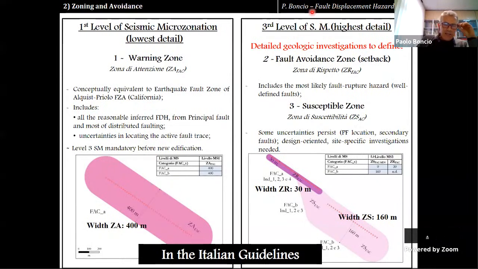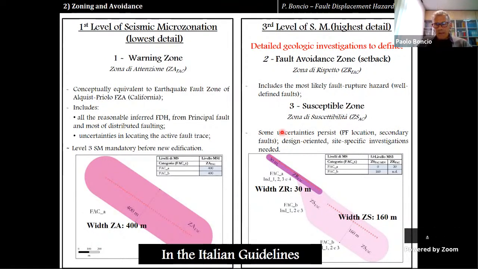In the third level of seismic microzonation, the highest detail, after detailed geologic investigation, there are several detailed geologic investigations in order to define narrow fault avoidance zones around well-defined mapped fault traces. In general, they are 30 meters wide in order to include the most likely fault rupture hazard.